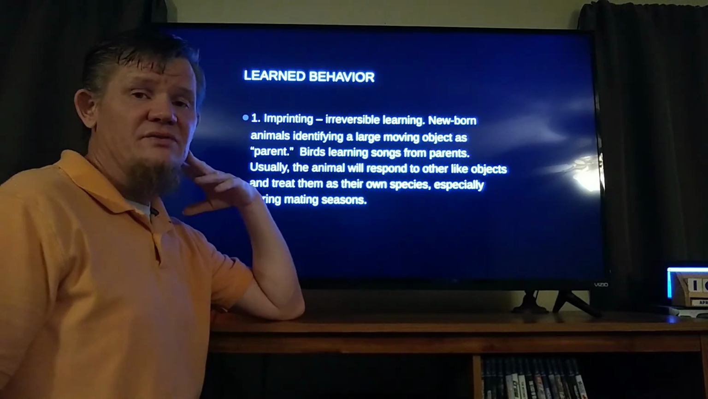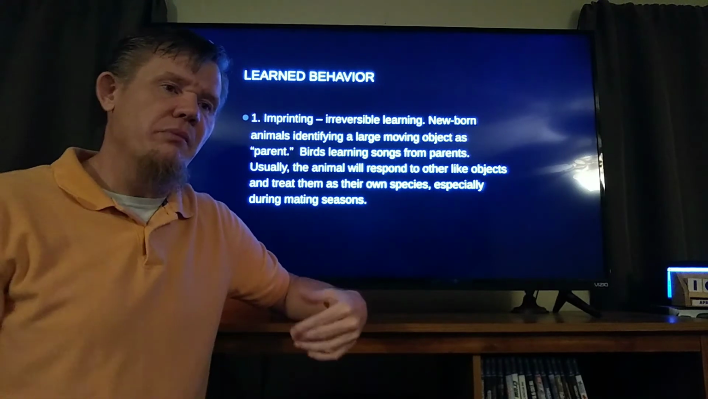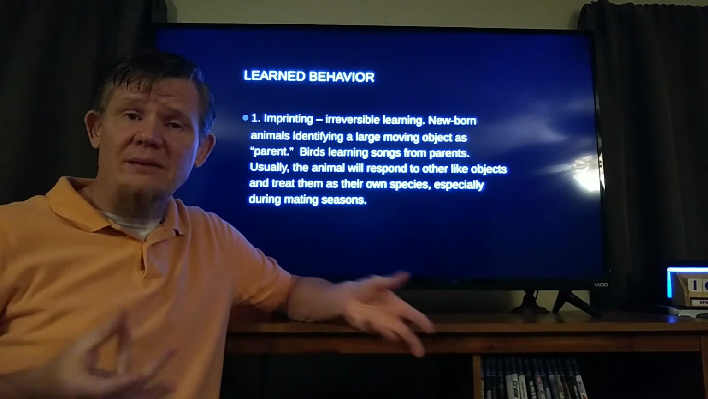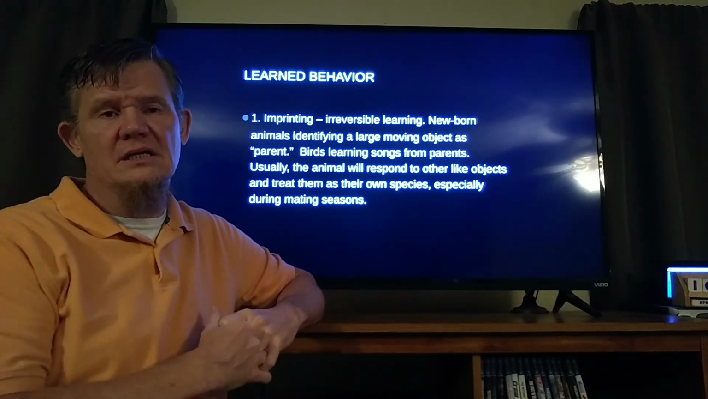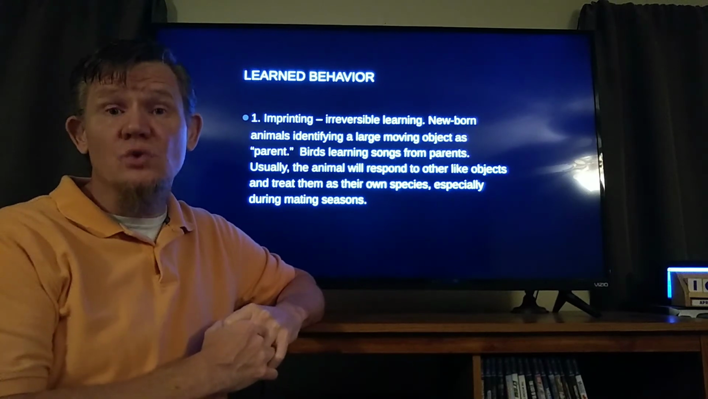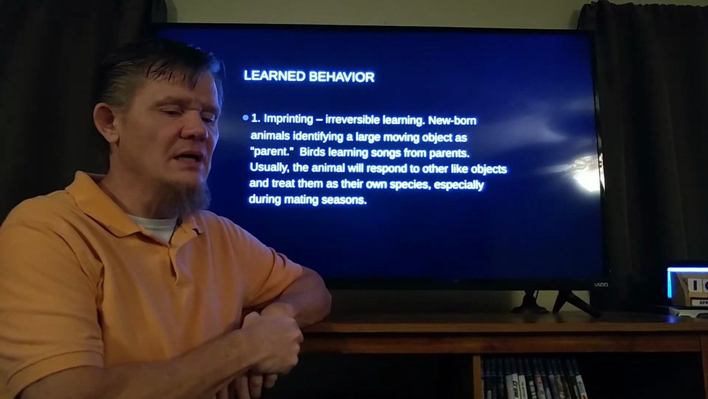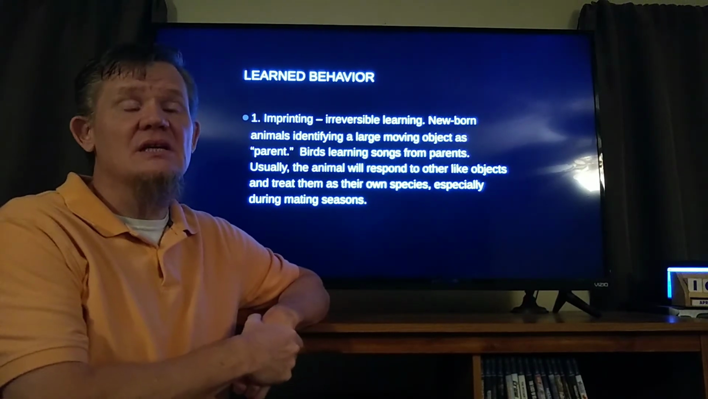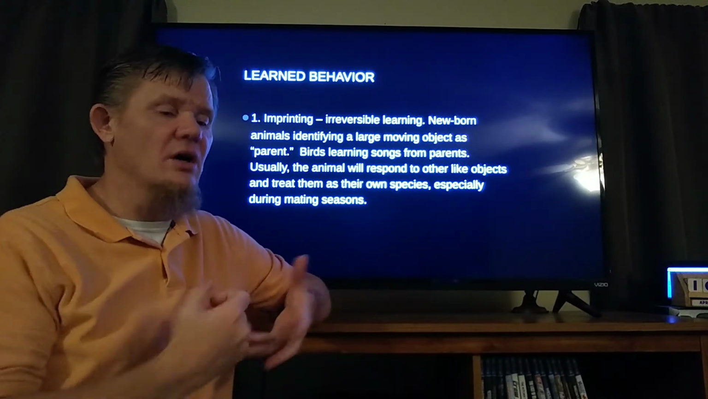Birds learning songs from their parents. This is imprinting. We talked about it in Biology 1. We talked about the two different parrots, the pink parrot and the white parrot, where the greeting call is instinctual, but the mating call is learned. It's imprinted. And so the babies, the chicks, have to listen to their parents to learn these calls, learning songs from their parents.